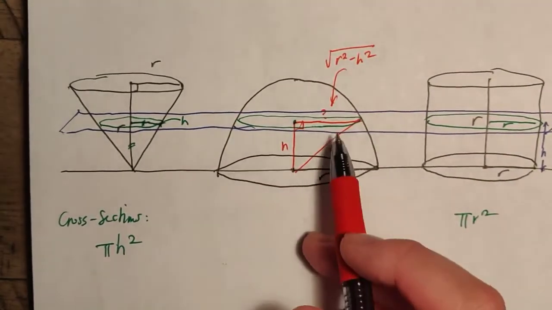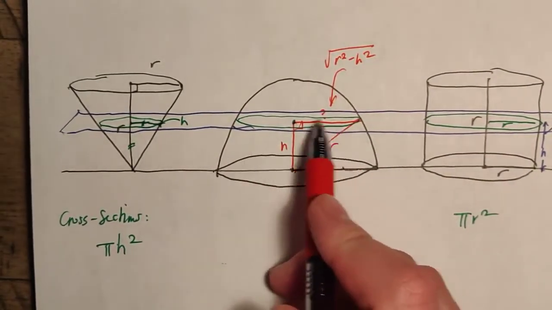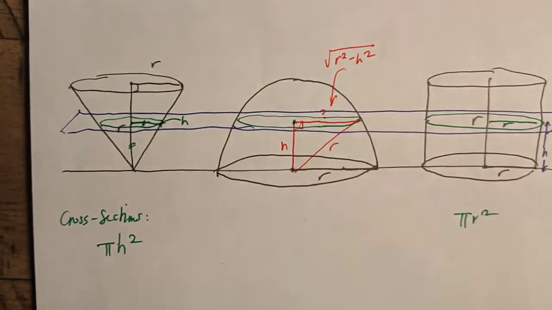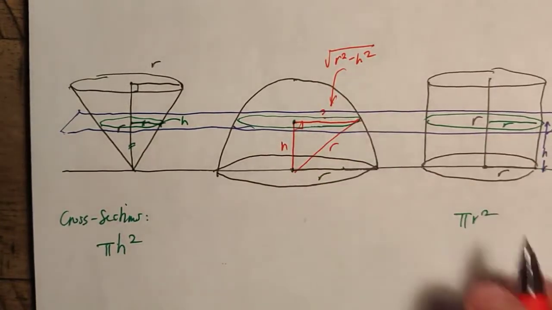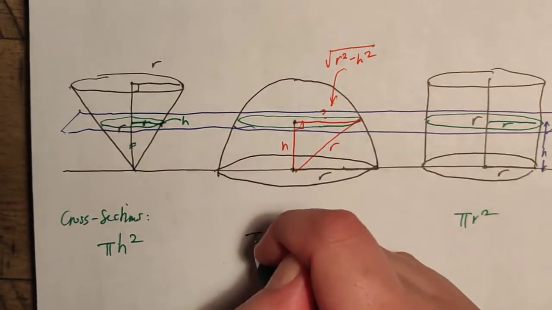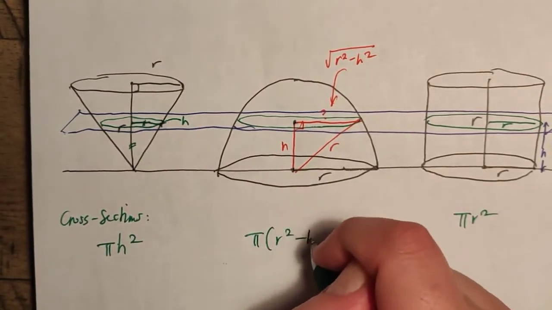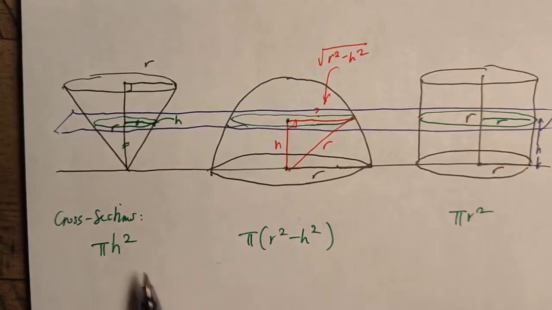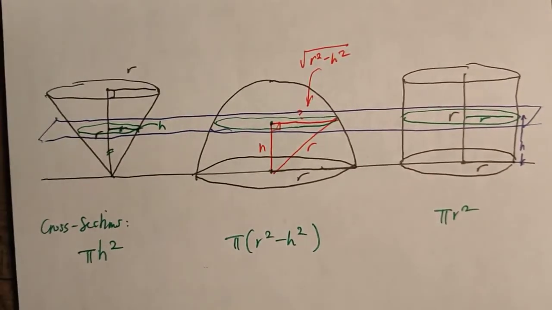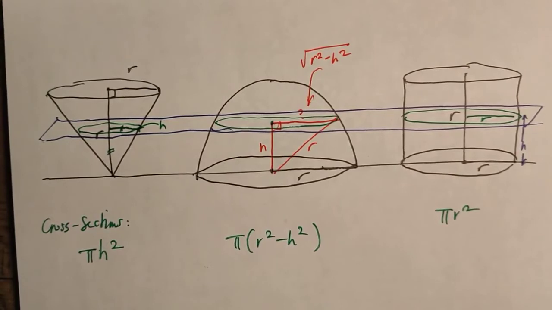So that means in this situation here, since this is the radius of our circle, the area of the circle is going to be pi times this squared. So the area of this circle is going to be pi times r squared minus h squared. So now I'd like you to take a look at these 3 quantities here. We have this, this, and this. If you look at this for a bit, you should notice something very interesting here.